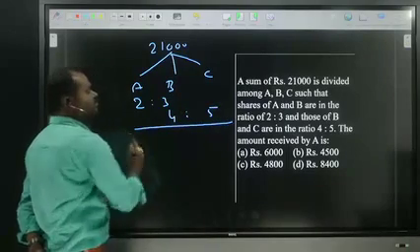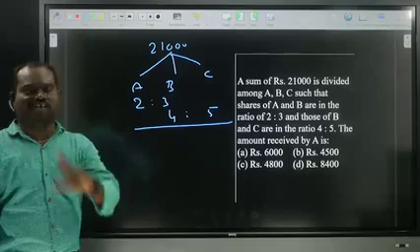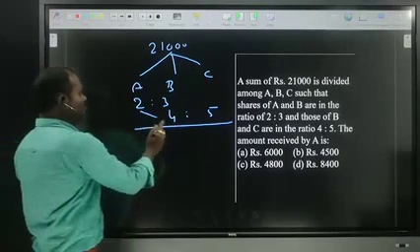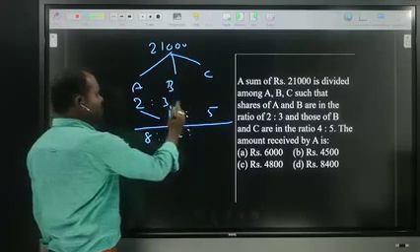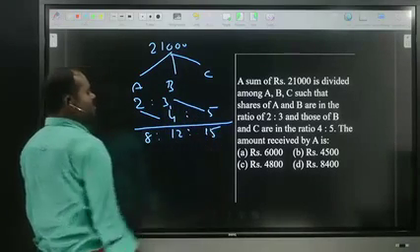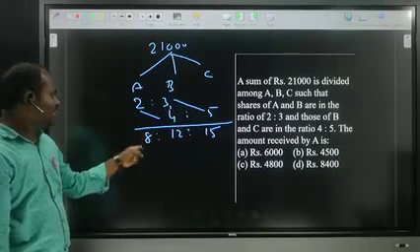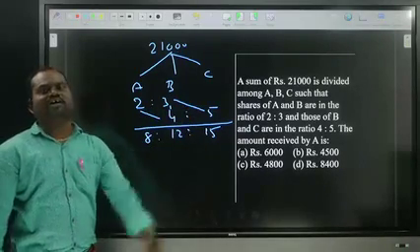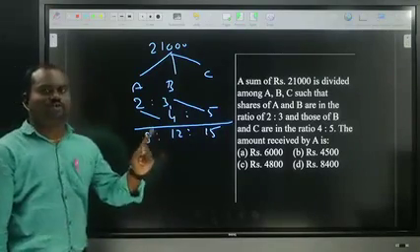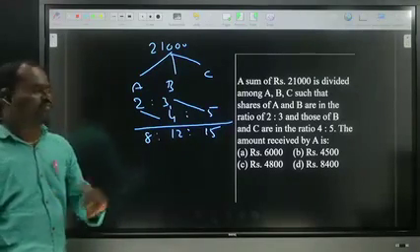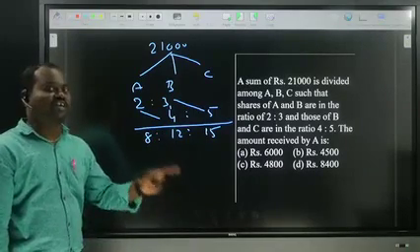From this, first of all, we should find the ratio of A is to B is to C. So 2 fours are 8, 3 fours 12, 3 fives 15. So the ratio of A is to B is to C is 8 is to 12 is to 15. Nothing but A was getting 8 parts, B was getting 12 parts, C was getting 15 parts.